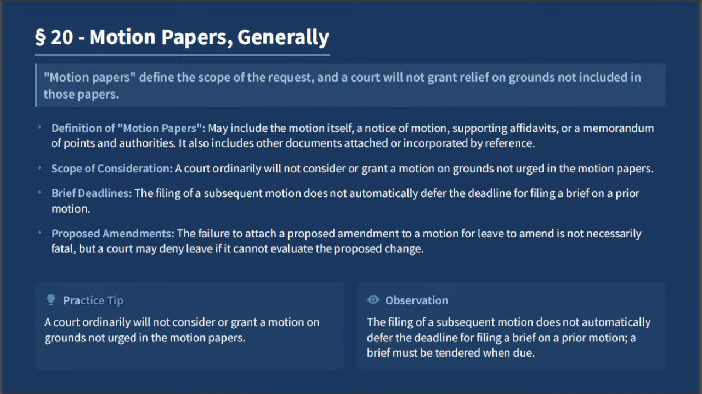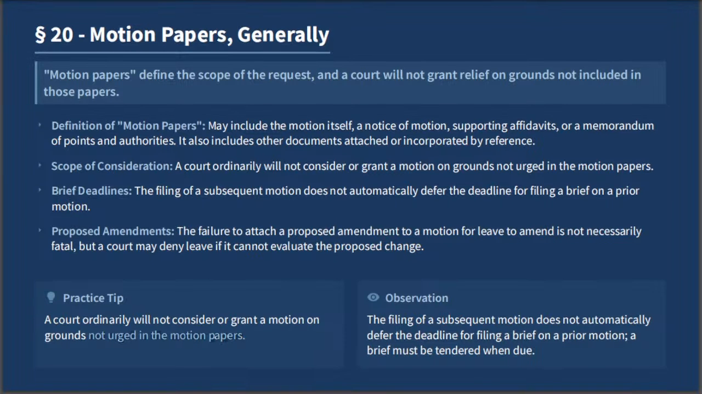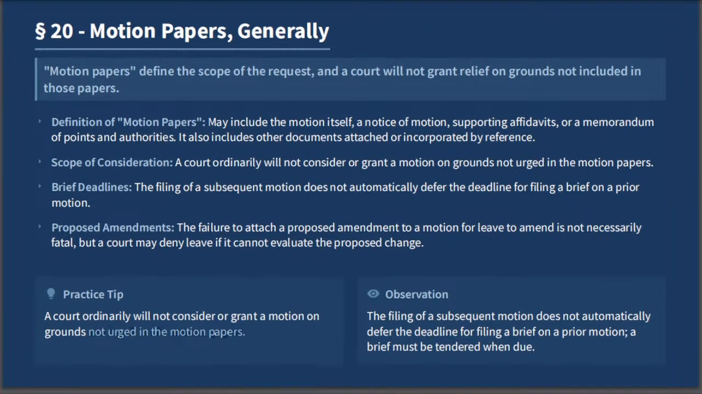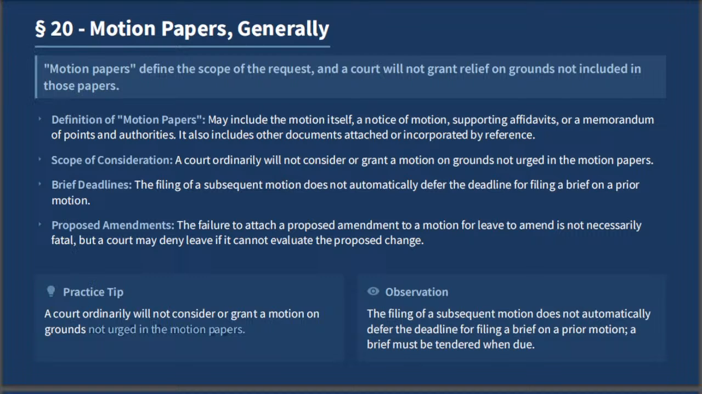Here's a practice tip. A court ordinarily will not consider or grant a motion on grounds not urged in the motion papers. So asking for something that wasn't in the motion papers is typically not granted there. Not ordinarily. And our observation, the filing of a subsequent motion does not automatically defer the deadline for filing a brief on a prior motion. A brief must be tendered when due.